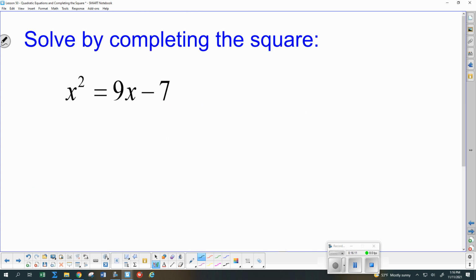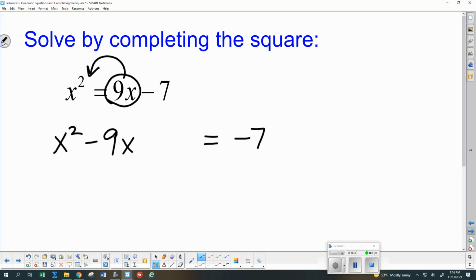So first we have to get the x's on one side and anything else on the other side. So we start out copying this from the book as x squared minus 9x, leave our space, equals negative 7. I needed to move the 9x to the other side. The other two things stayed where they were. So the 9x is the only one that changed, whether it was a plus or a minus sign.